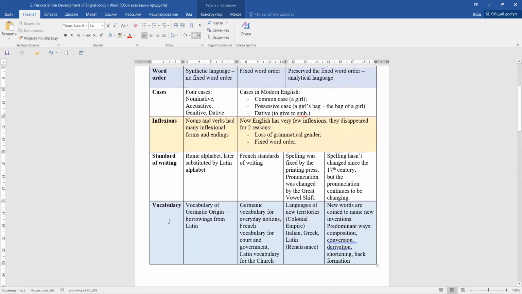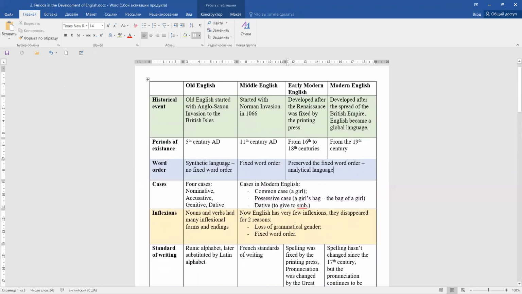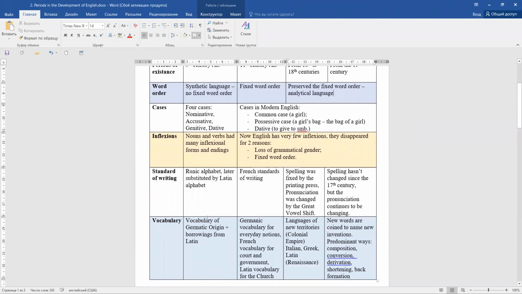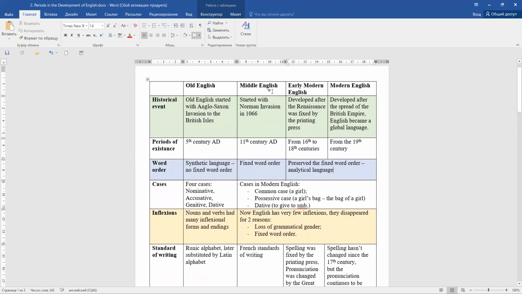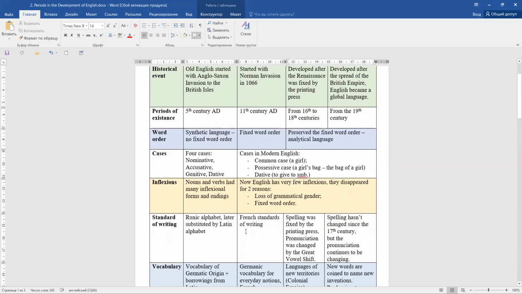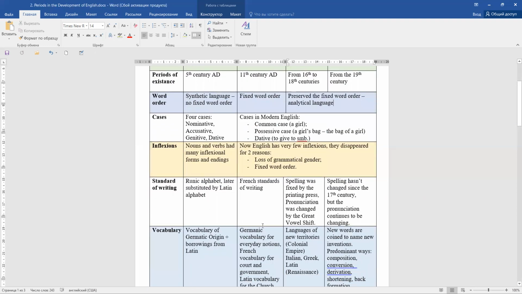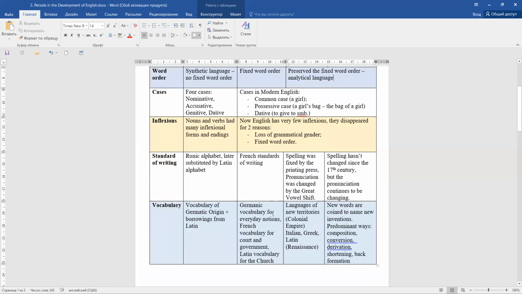So the vocabulary of the English language also changed all the time. During the Old English period, vocabulary was almost of Germanic origin, plus borrowings from Latin. In Middle English, when the Norman invasion started and the French language became a dominant language on the British Isles, there were three types of languages: Germanic vocabulary for everyday notions, French vocabulary for court and government, and Latin vocabulary for the church.